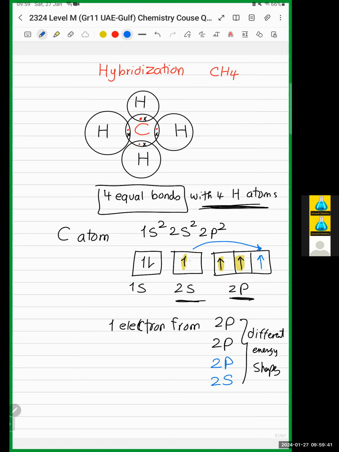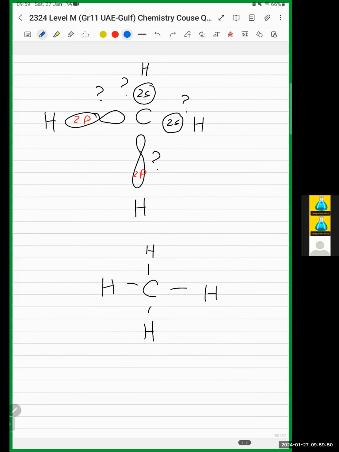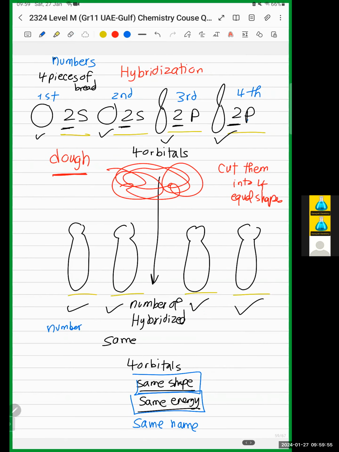Again, I have moved one electron from here into here. Now I have 3p and 1s. So this is s, this is p, this is p, this is p. So you started with 2s, 2p, 2p, 2p. What you will end with is 4 orbitals. What is the name of these orbitals? I have used how many s orbitals? I have used 1 s orbital. And I have used how many p orbitals? I have used 3 p orbitals.